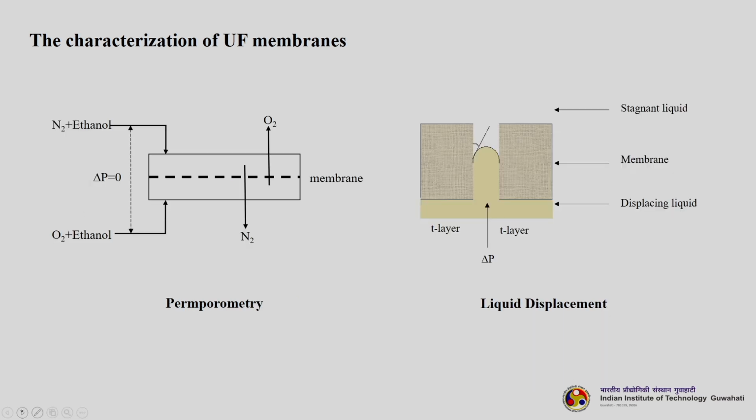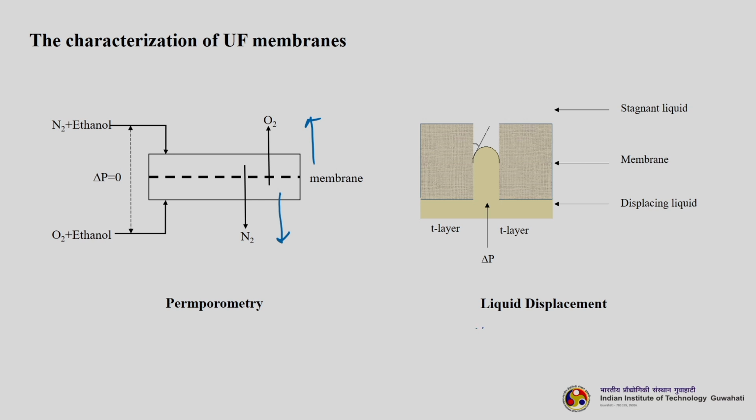So, we can have permporometry. In permporometry we will have a condensable gas and a non-condensable gas. So, nitrogen and oxygen are non-condensable, ethanol is condensable. Okay. So, the diffusivity of oxygen this side and the diffusivity of nitrogen this side in the presence of ethanol is measured. So, that will give us the pore size, pore diameter, everything.